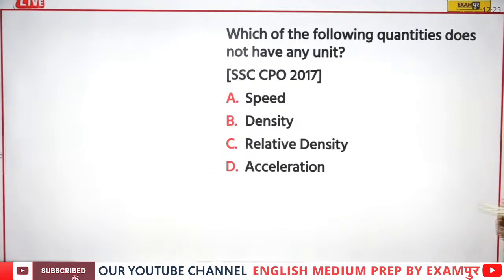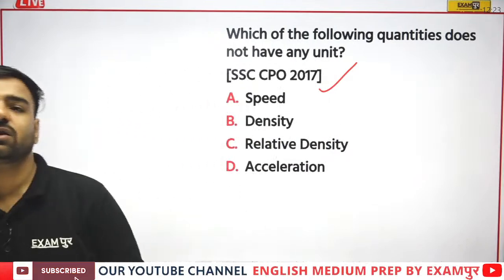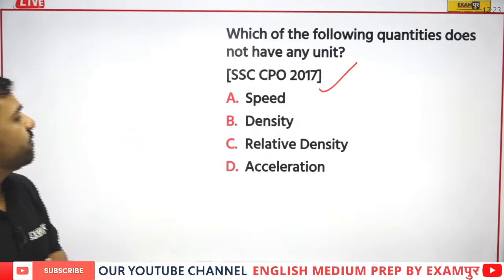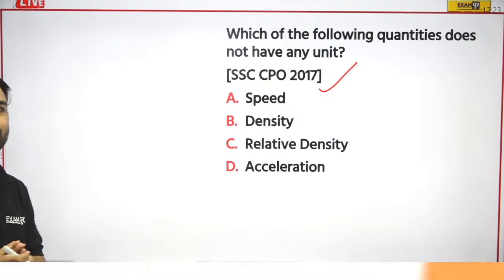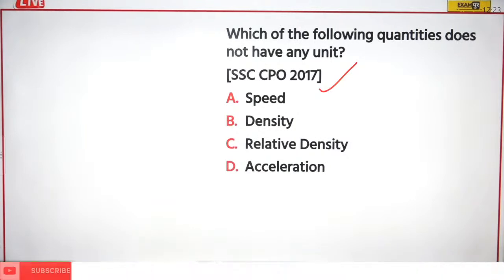Next, which of the following quantities does not have any unit? This is from CPO 2017. Which of the following quantities does not have any unit? Is it speed, density, relative density or acceleration? What is going to be the correct answer? Answer please. What is the correct answer over here? Waiting.